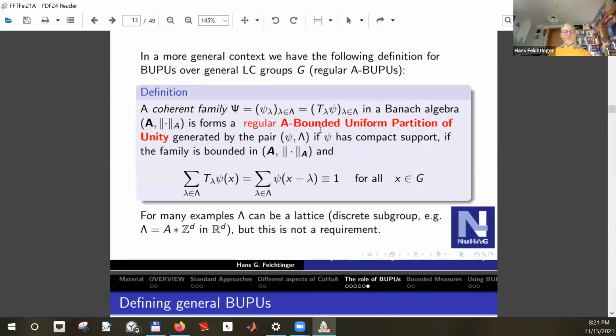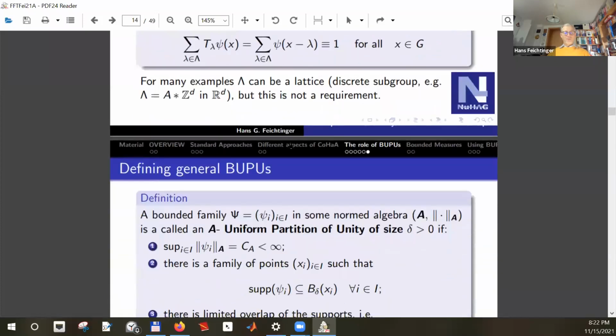Now to the more formal definition. A bounded uniform partition of unity, abbreviated as BUPU, is a bounded family which may not only be bounded in the pointwise sense, but also in some algebra. For me, the Fourier algebra will be the key example, but you can think of three times differentiability and something like this. And it's a regular bounded uniform partition if you have a group, a lattice, such that the shifted versions of these things add up to 1. Now, this definition can be given for abelian groups, but in R^d, a lattice is just a distorted version of the standard lattice. But you can give a similar definition on non-abelian groups, and then it's the left translation, or if you need it, the right translation.